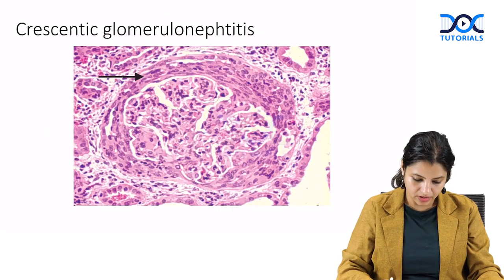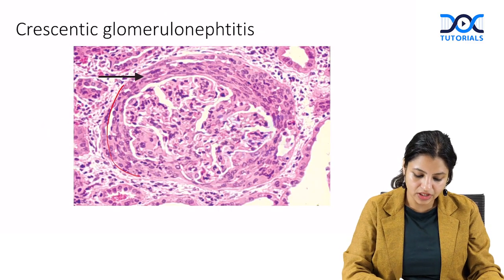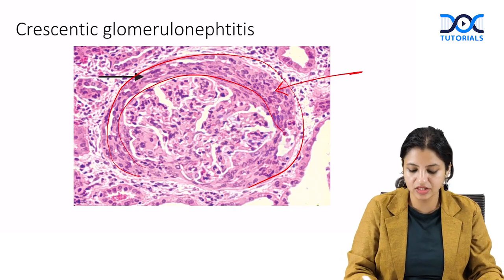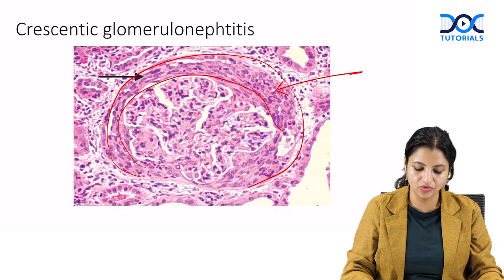Okay. Now this is a crescent. If you look at this, this is a glomerulus, and there is a crescent here in the periphery. Here you can see this is a crescent, and it has to be crescentic glomerulonephritis. Very nice. Okay, let's go to the next question.